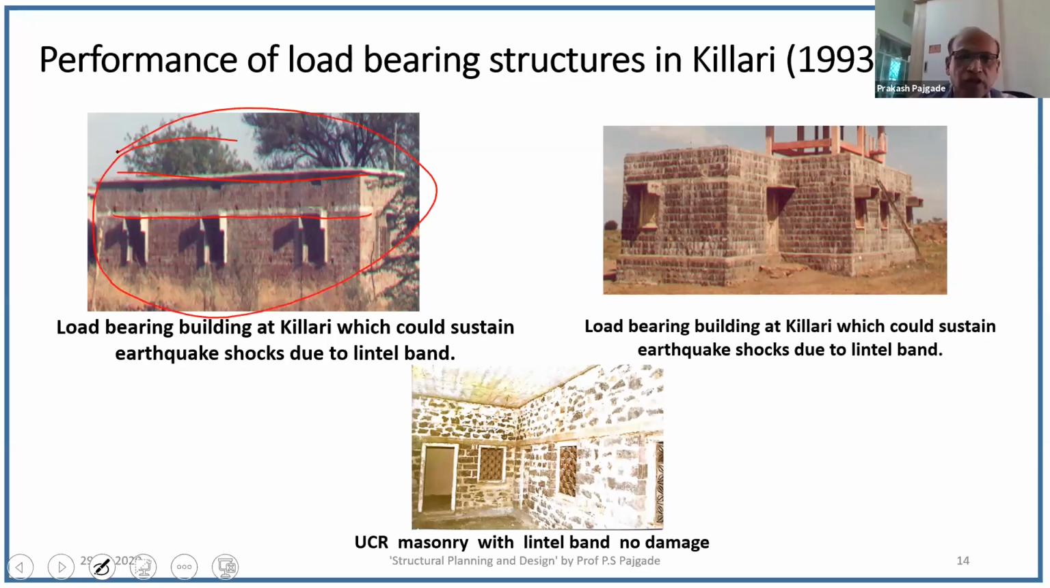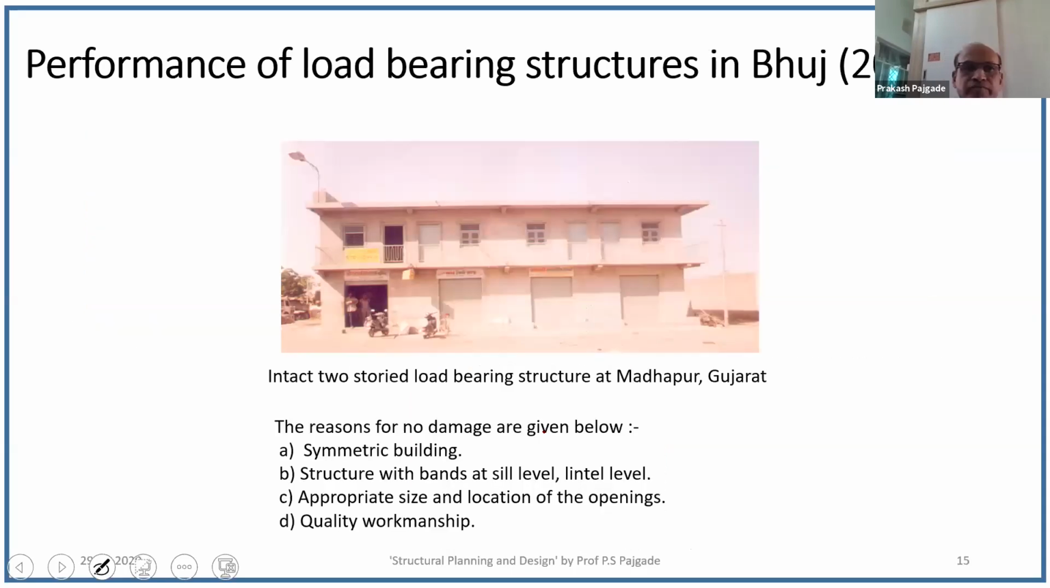So if proper precautionary measures are taken, the load-bearing building can behave in a better fashion than the RCC building. This is an example of a stone building with earthquake features, and there was no damage to this particular building. This is a UCR masonry building. There was no damage to this building also because it was provided with a lintel band.